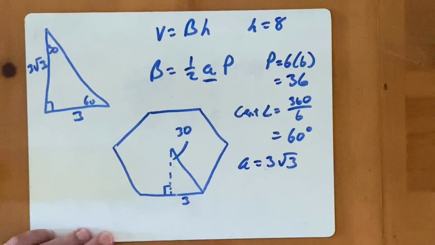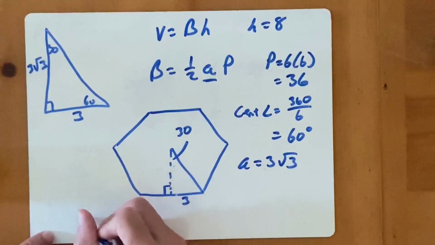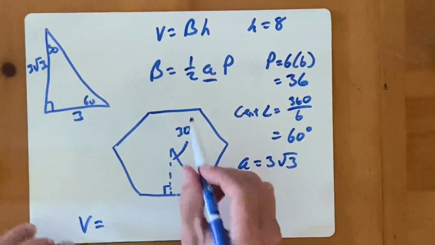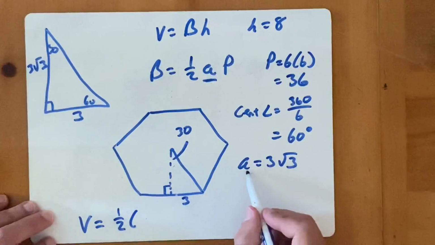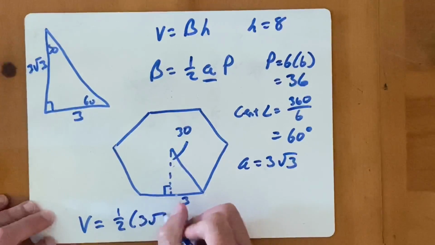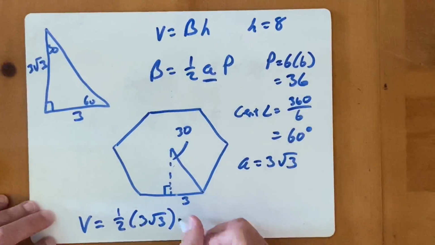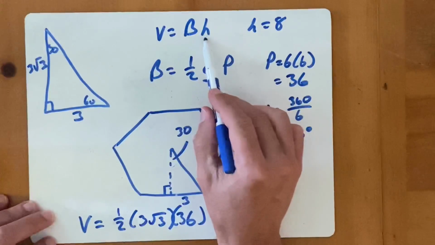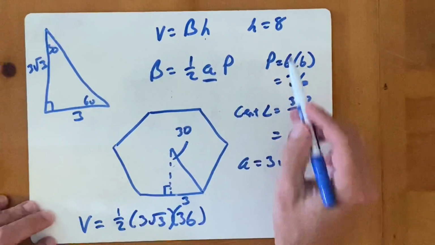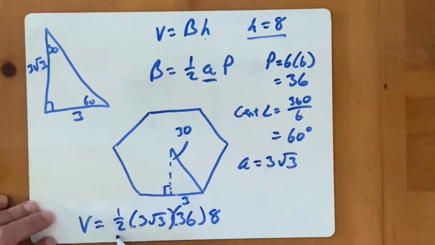Now all we have to do is plug it into our volume equation and solve. Volume is going to equal the area of the base, which is 1/2 times the apothem we just figured out, 3 square roots of 3, times the perimeter, which is 36, times the perpendicular height, which they told us in the problem was equal to 8. So area of the base times the height.